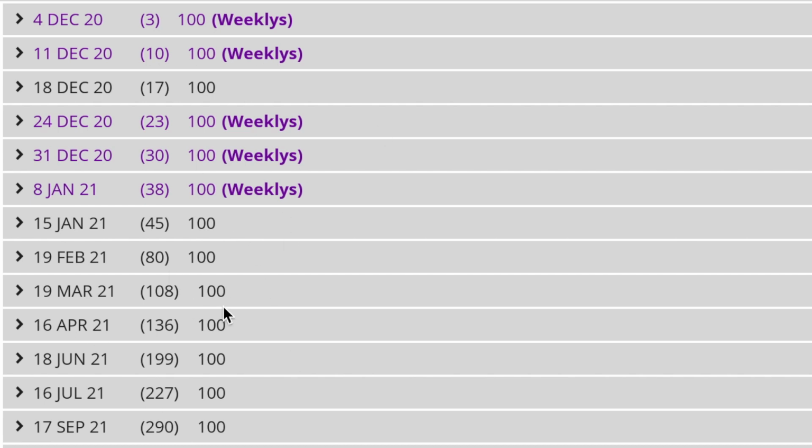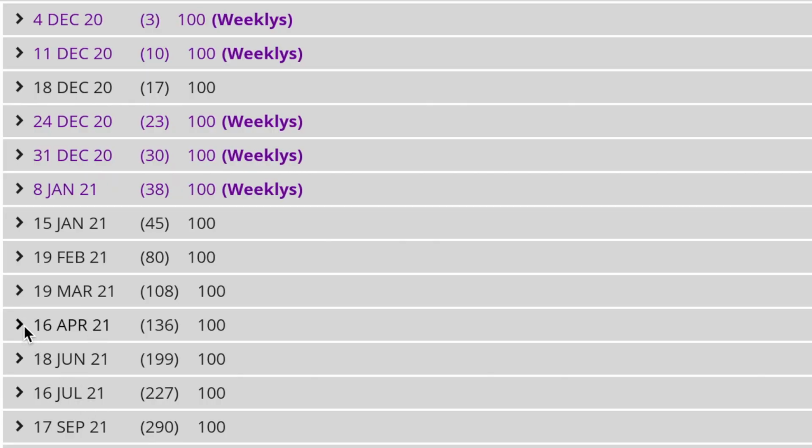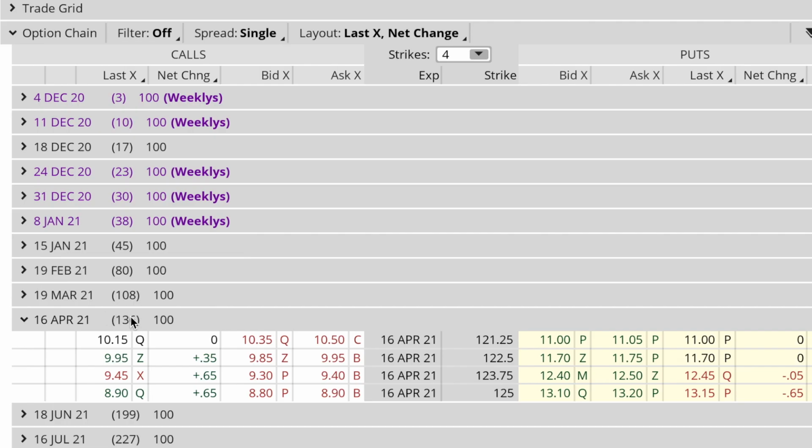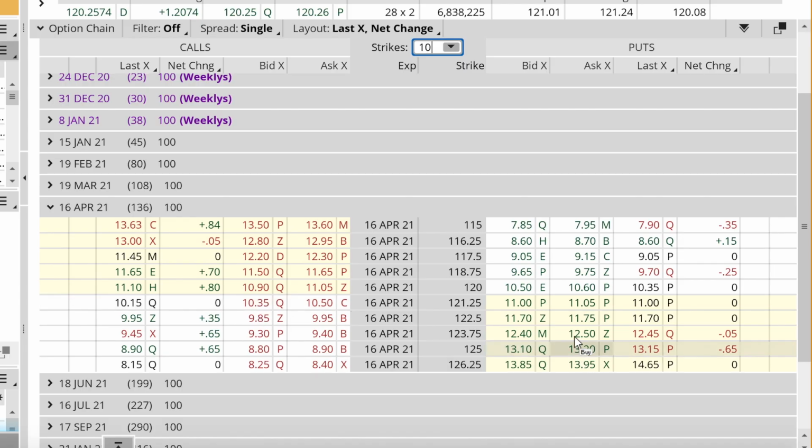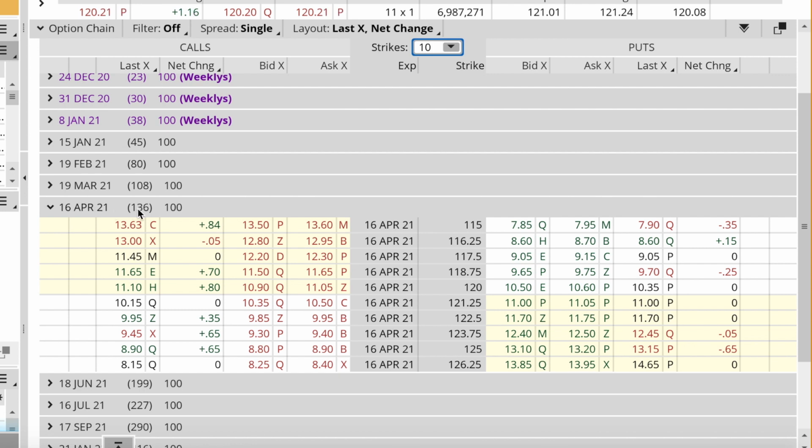If I go to shop around for my options contract, I start out by shopping for the expiration date. How long out do I want my options contract to last? Let's look at April, 136 days. I'm going to change the amount of contracts I see for the different prices. I'm going to say I want to see at least 10 on each side. These are the contracts that give us the option to buy. Put contracts over here are the options to be able to sell this stock at these prices. So we're looking at the expiration date of the 16th of April of 2021. It's 136 days away from December 1st.